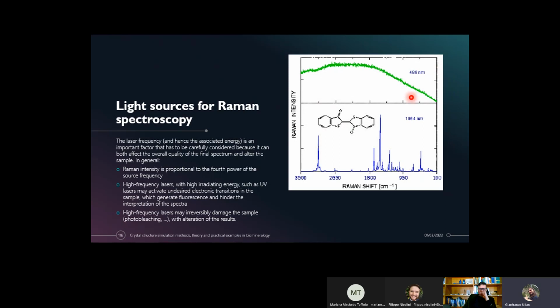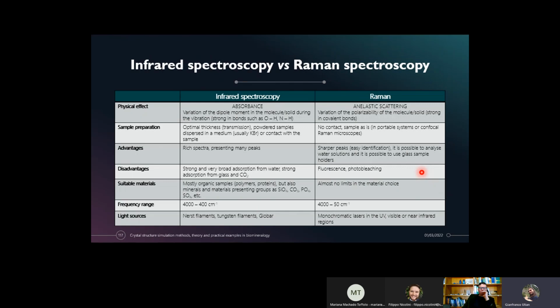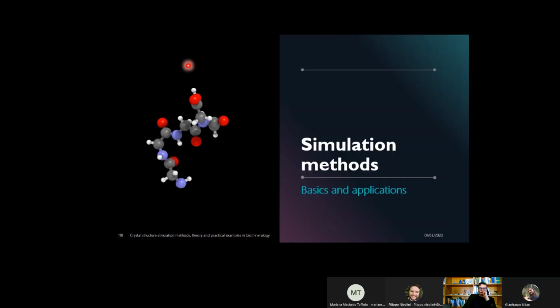If I use near infrared monochromatic light, I observe the spectrum of my molecule with a very low background. This is a summary table on the properties of the two spectroscopies. Infrared spectroscopy is an absorption spectroscopy. Raman spectroscopy is a scattering spectroscopy. Very briefly, some notes on simulation.